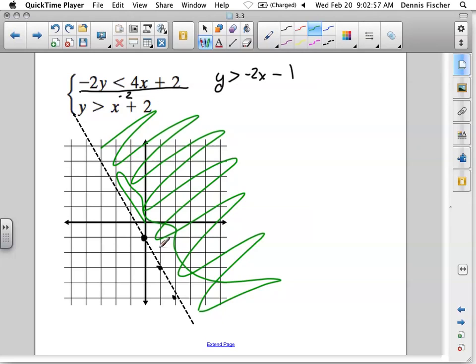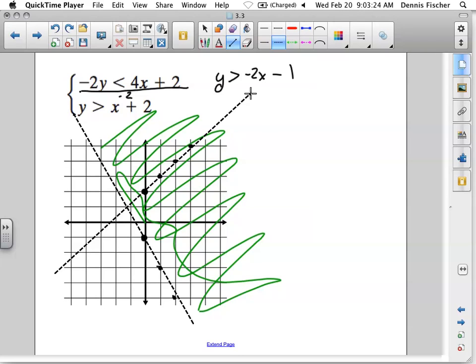Okay. Second equation. Where do I start on the second equation? Start at 2. Slope is 1 over 1. Up 1 over 1. And you told me earlier it's a dotted line too. I put dotted line.